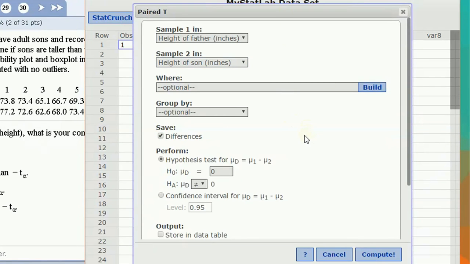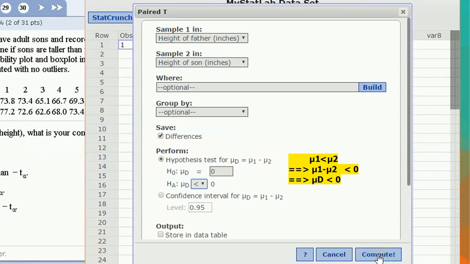It's not strictly necessary. Now the null hypothesis is that the difference of means is 0, but the alternative is that the difference of means is what? We want to see if the sons are taller than their fathers. That means father's height minus son's height should be negative, less than 0. If the son's mean is bigger than father's mean, mu1 minus mu2 should be negative. So that's the alternative we want to pick.